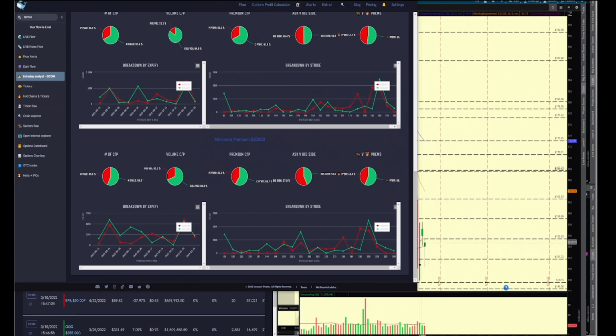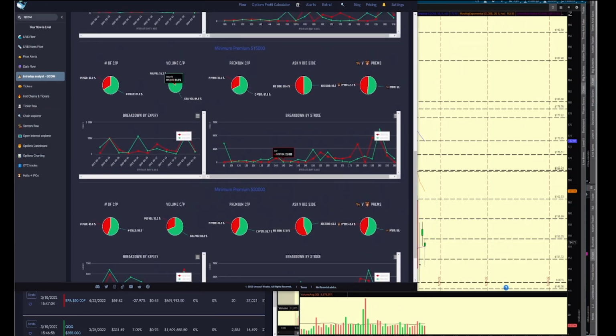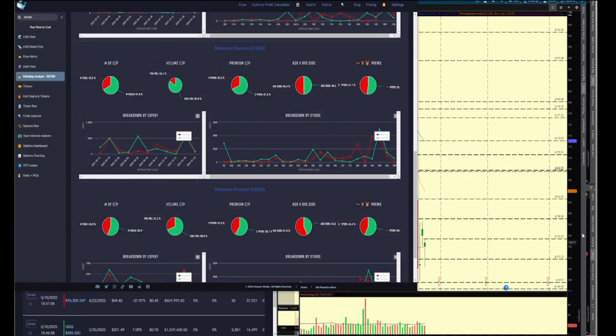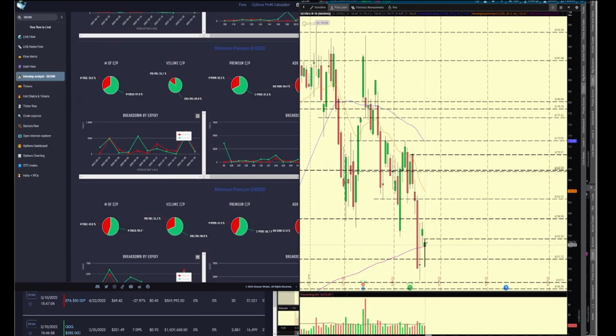So I'm going to be paying attention to that. We have bullish activity intraday. We have our flow that told us today they were 52% bullish, almost 53% bullish, and we have a hammer off the 200 moving average here.